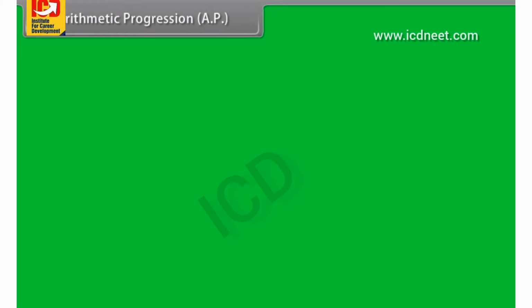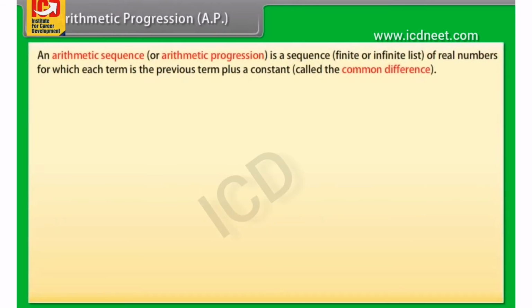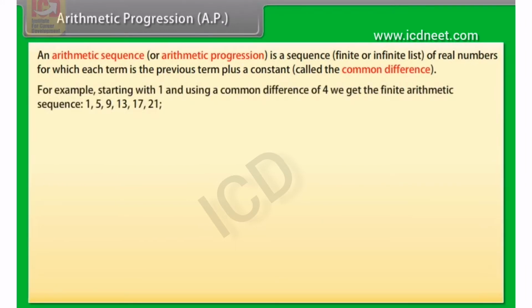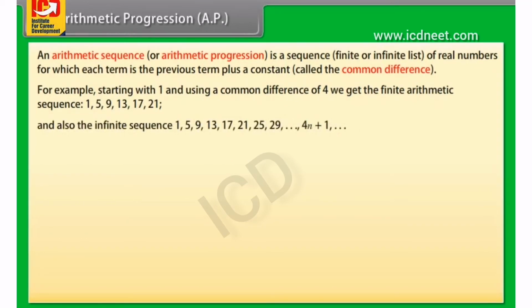Arithmetic progression, AP. An arithmetic sequence or arithmetic progression is a sequence, finite or infinite list of real numbers, for which each term is the previous term plus a constant called the common difference. For example, starting with 1 and using a common difference of 4, we get the finite arithmetic sequence 1, 5, 9, 13, 17, 21, and also the infinite sequence 1, 5, 9, 13, 17, 21, 25, 29 till 4n + 1.